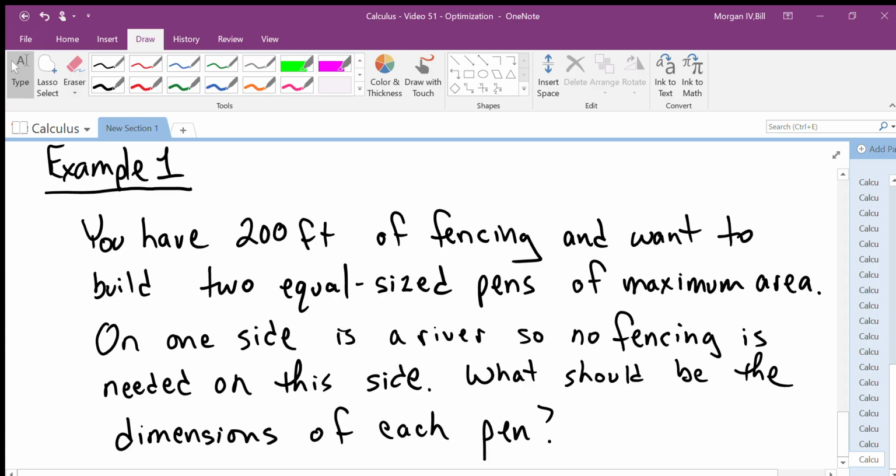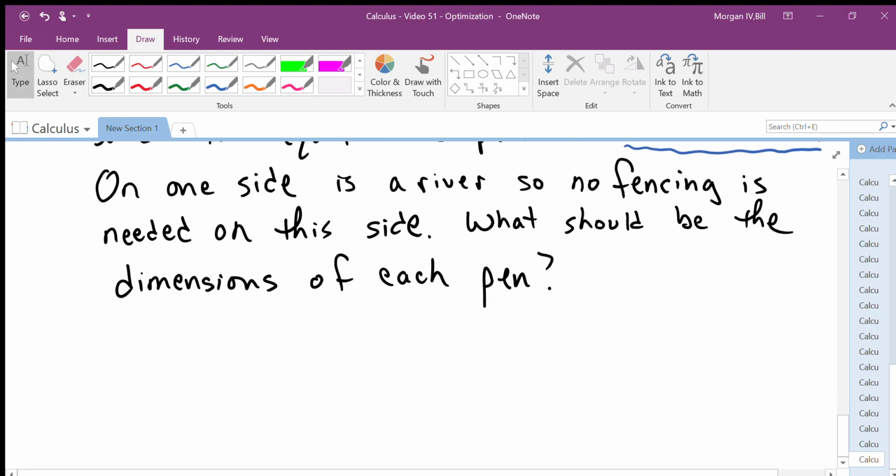Okay, let's see if we can work that. So again, we're thinking we need an equation that describes the event that's happening. And the event that's happening is we are trying to maximize the area of these pens. We're creating 2 pens. We want to maximize the area of those pens. There's a river on one side, so we don't need fencing on that side, and we have a total of 200 feet of fencing. Again, a picture is probably going to be quite necessary here.